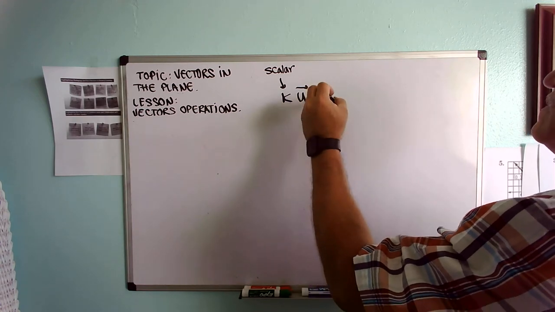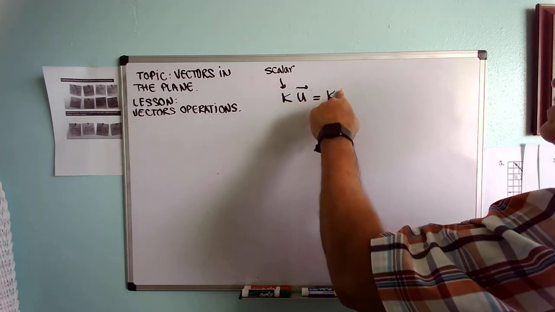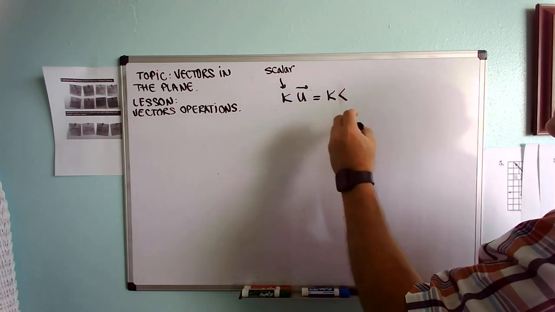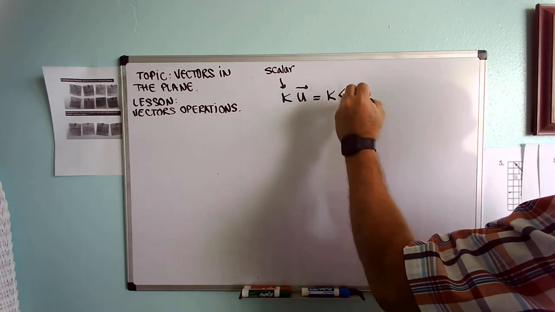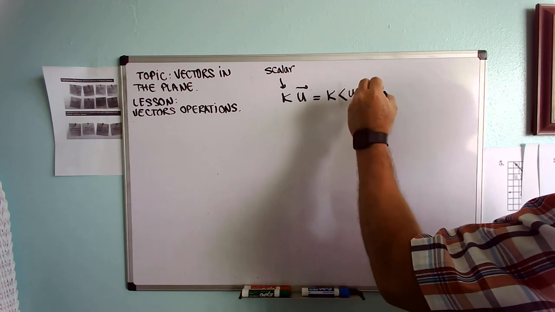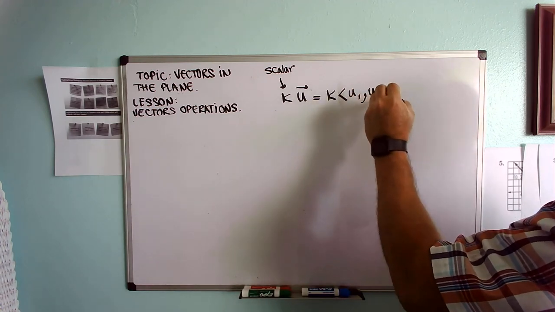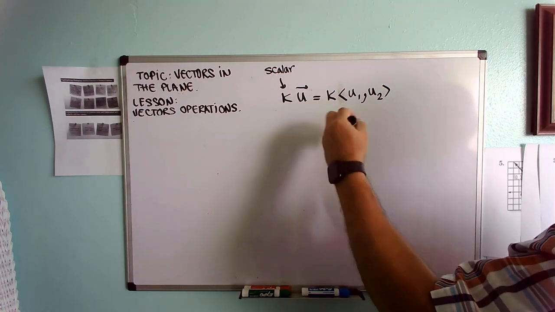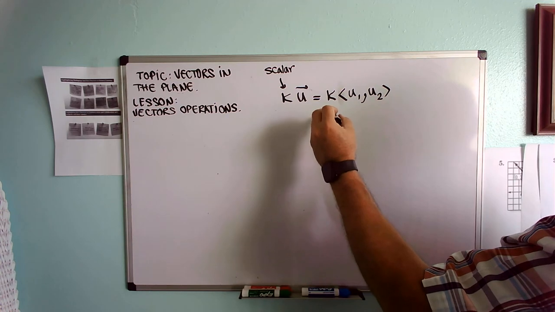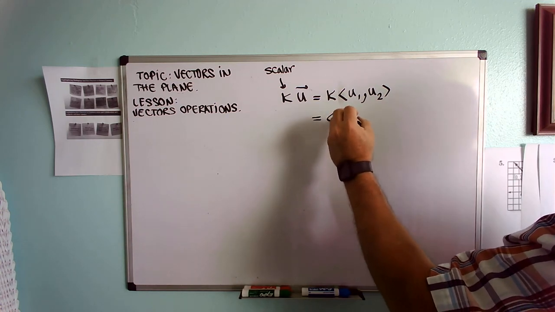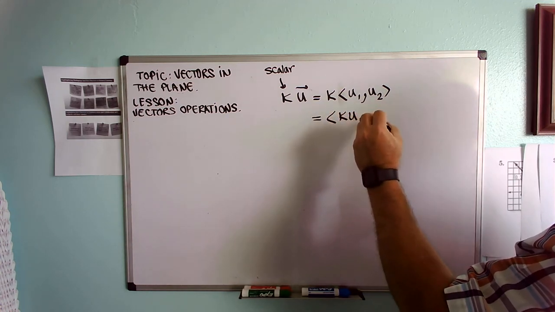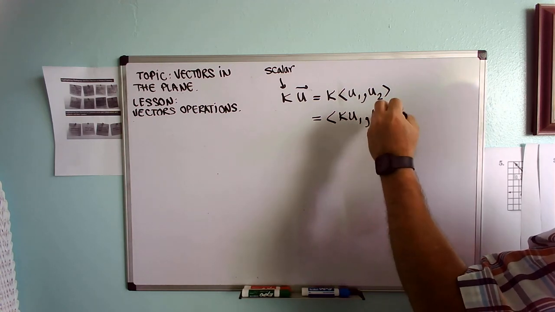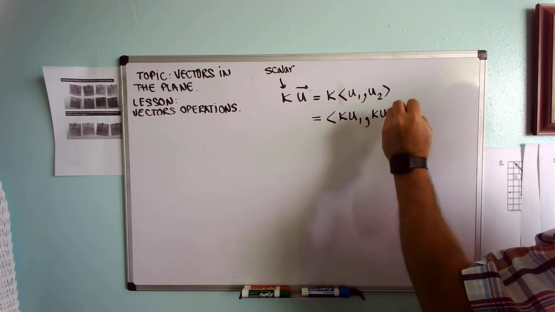So that is k multiplying the components, in angle brackets, of u1 comma u sub 2. So then the product of the scalar and the vector is angle brackets k u sub 1 comma k u sub 2.